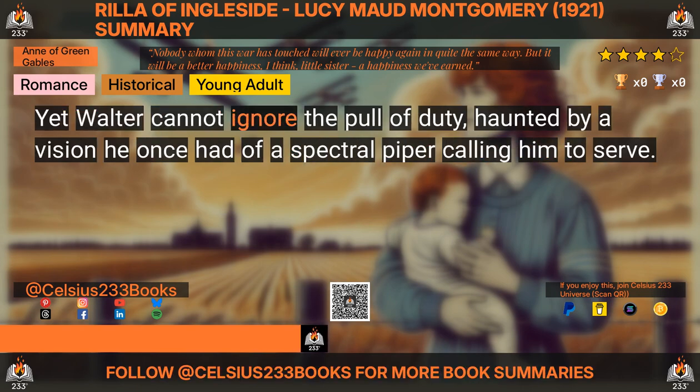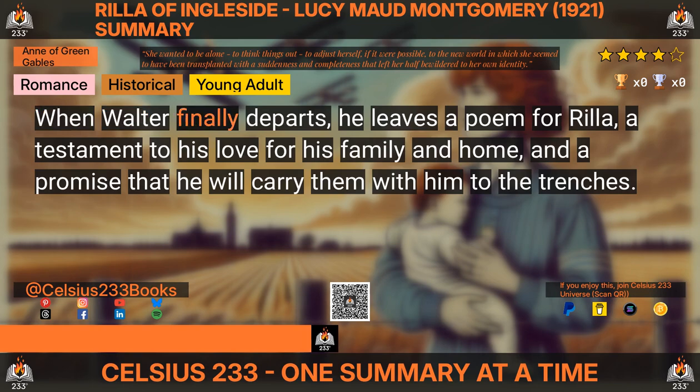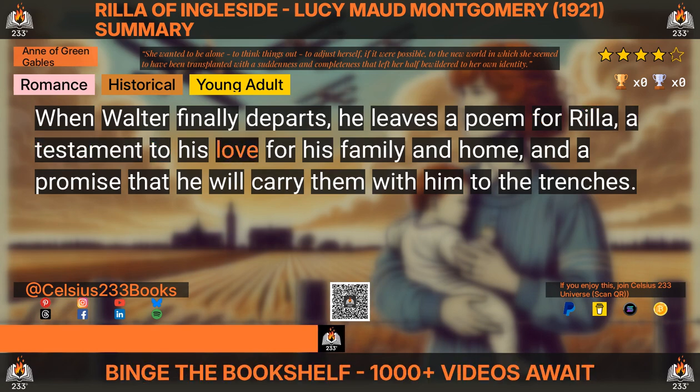Yet Walter cannot ignore the pull of duty, haunted by a vision he once had of a spectral piper calling him to serve. When Walter finally departs, he leaves a poem for Rilla, a testament to his love for his family and home, and a promise that he will carry them with him to the trenches.